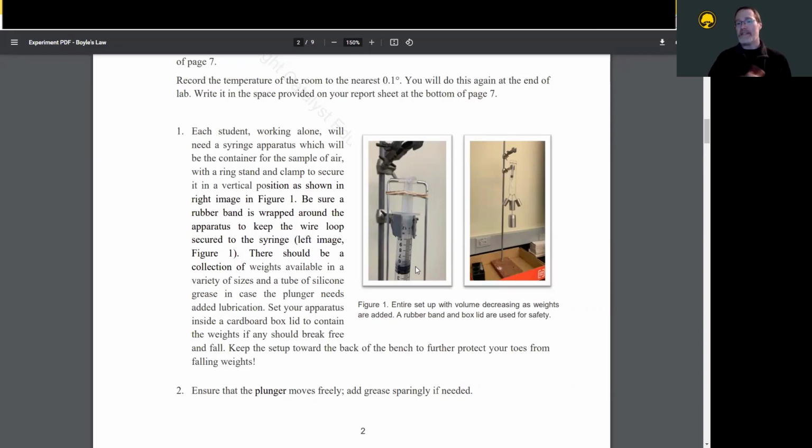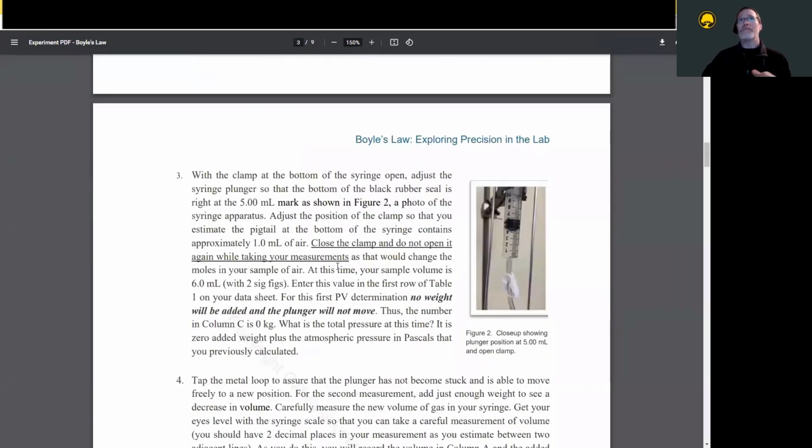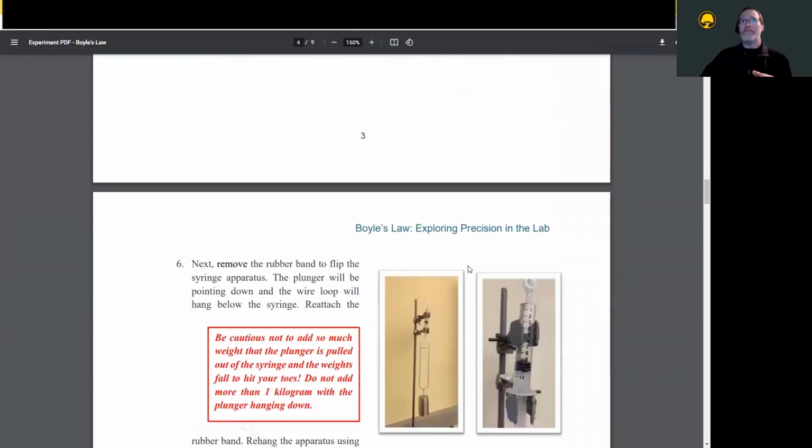If P times V is a constant, then anytime pressure goes up, volume must come down to compensate, and vice versa. So they go through in this PDF the description of what's happening, how this would work if you were doing it in person. They show you the setup here with a little clamp, and then they explain what's going on.